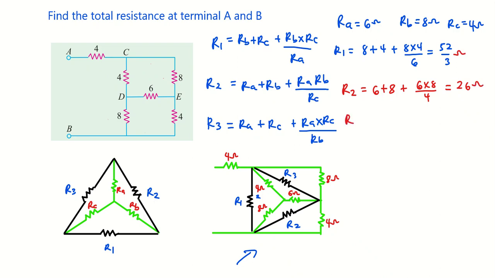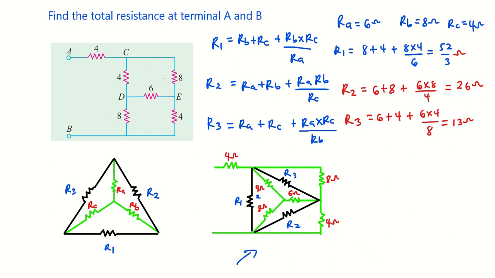So let's find R3 also. For that one, you're going to have RA, which will be 6, plus RC, which will be 4, plus 6 times 4 divided by RB, which is 8. So let's simplify that and see what we get. You have 6 plus 4 plus 6 times 4 divided by 8. That will also give us a value of 13 ohms.